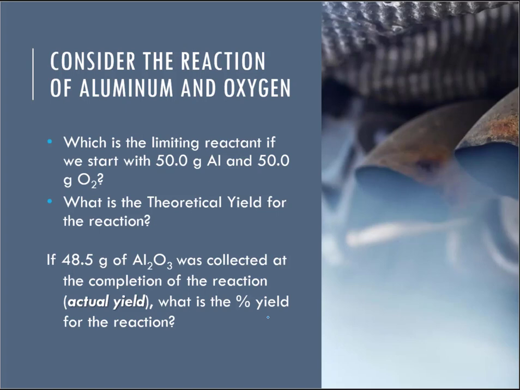We could have measurement errors when it comes to, let's say we measured filter paper with a certain product on it and you did your subtraction wrong. So let's do a quick problem here and figure out what the limiting reactant is, figure out our theoretical yield, and then figure out what our percent yield is. In this case, we're told that we have 50 grams of aluminum and 50 grams of oxygen. And we are told that our product is aluminum oxide. What is our theoretical yield?